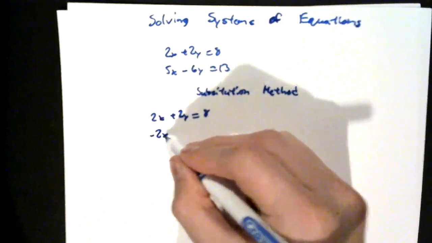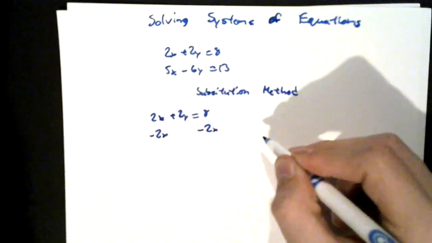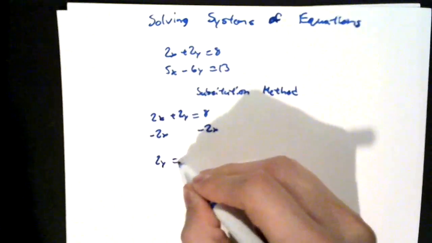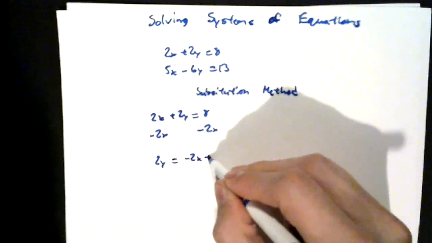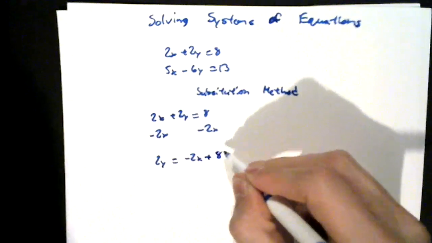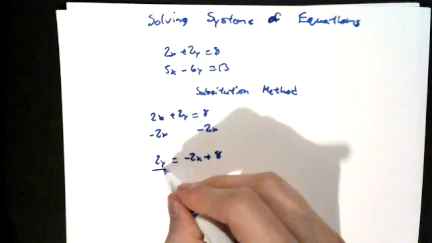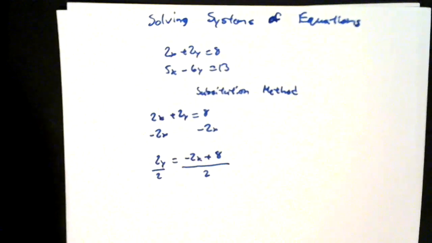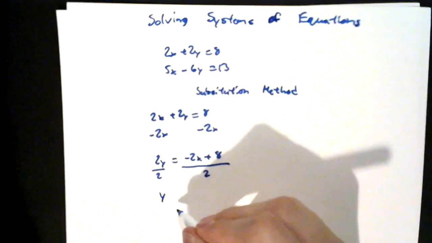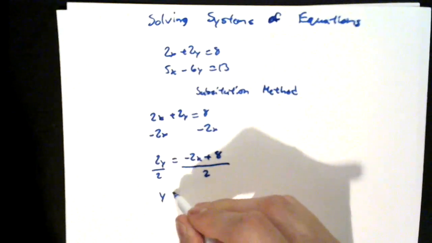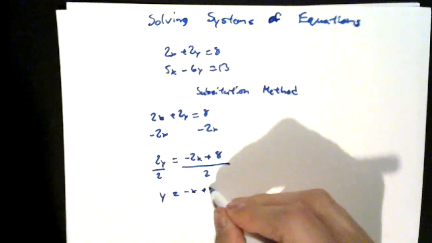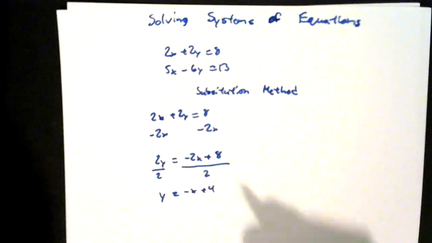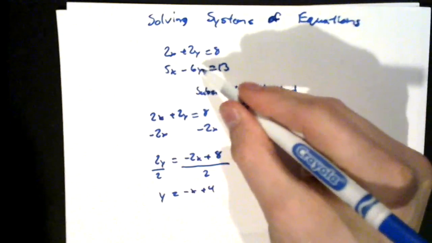So we subtract 2x from both sides, because what we do on one side we have to do to the other. We get 2y equals negative 2x plus 8. Now we divide by 2. We have to divide everything on this side by 2. And then you get y equals negative x plus 4. Now we can plug this back into the y in the other equation.